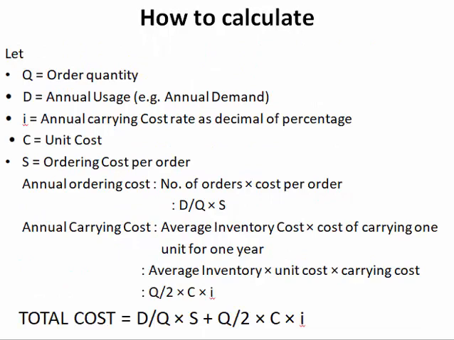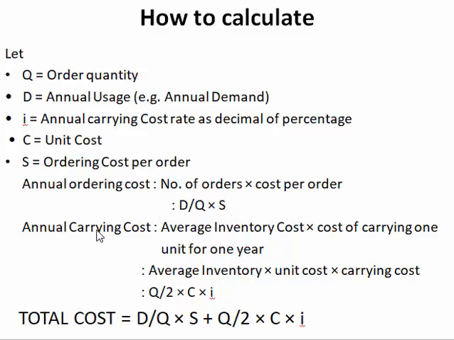Now let us suppose Q is equal to order quantity, D is equal to annual demand, I is equal to annual carrying cost rate as a decimal fraction, C is equal to unit cost, and S is equal to ordering cost per order. Then the annual ordering cost is equal to the number of orders times the cost of a single order. How do you calculate the number of orders? Annual demand divided by the quantity ordered, that is D upon Q, multiplied by S, the ordering cost per order. This comes out to be the annual ordering cost.